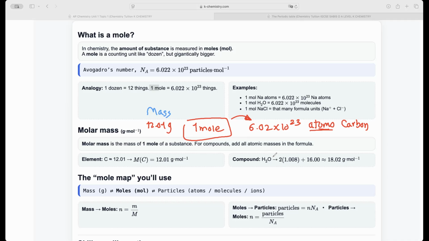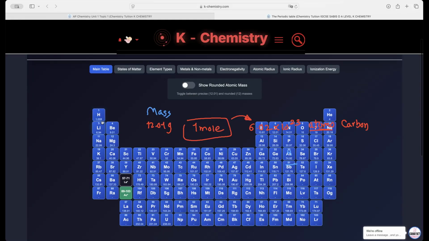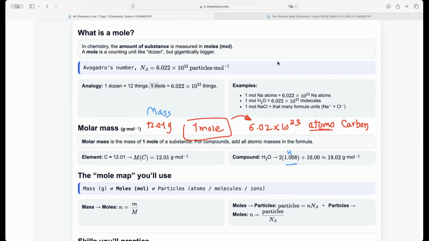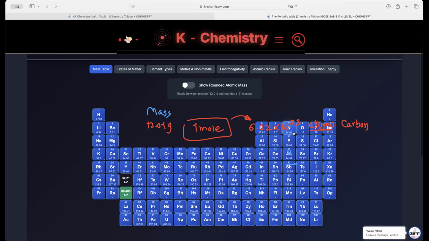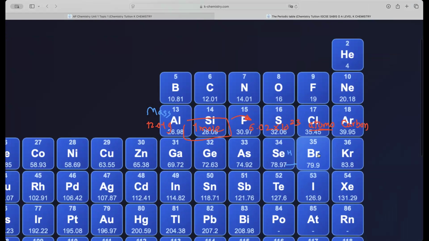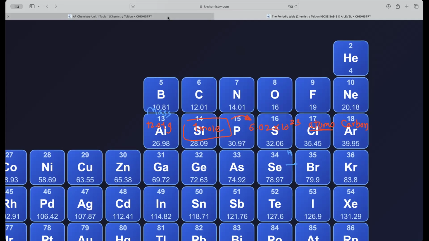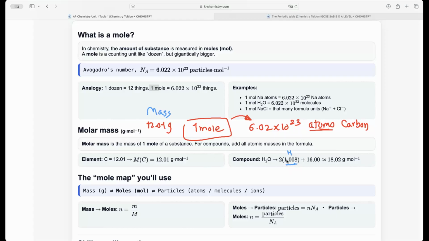If you want to do water, just look in the periodic table. I will see that hydrogen is 1.008. So let's have a look at hydrogen. It is 1.008 here. And then it's 2, so I multiply this by 2, and I have 1 oxygen only. In the periodic table, I can see that the oxygen is 16. So let's have a look. The oxygen is showing as 16 here. So I will add 2 of the hydrogens plus 1 of the oxygen to form 18.02.